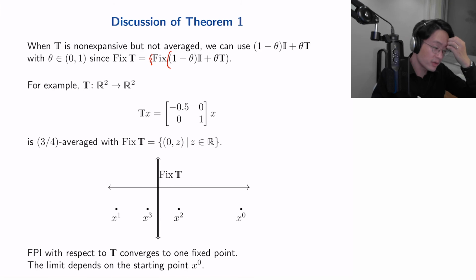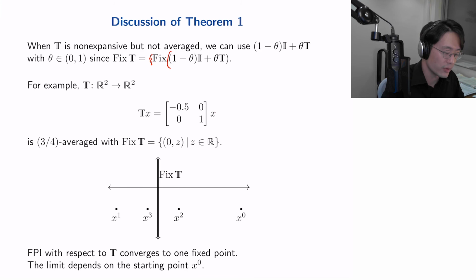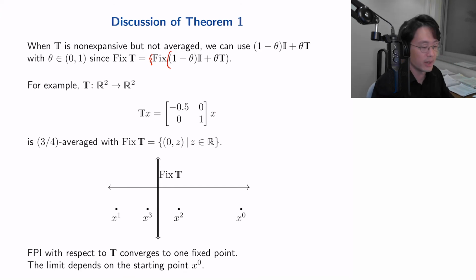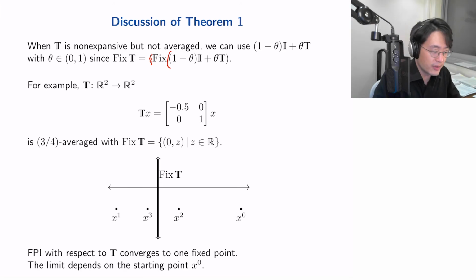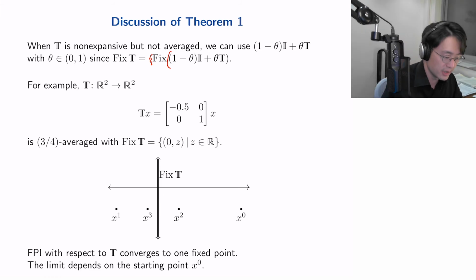So as an example, consider this operator from R2 to R2 defined in this way. T of x is defined by this matrix-vector product. This operator is actually theta averaged, with theta being equal to 3 over 4. And the set of fixed points is this vertical line going through the origin on the 2D plane. And then if we perform a fixed point iteration from this starting point, then x0 goes to x1, then it goes to x2, x3, x4, x5, and then it will converge to this limit point.